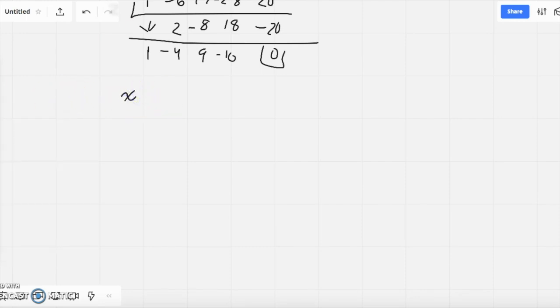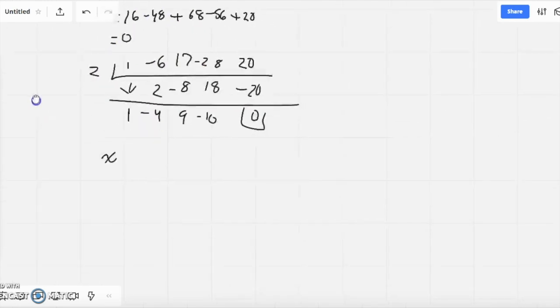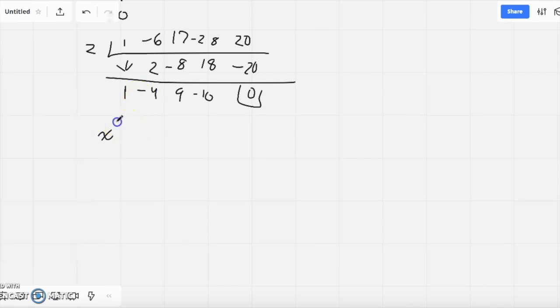So then, since this was to the fourth, this new equation is going to be to the third. So our new equation is going to be f of x equals x to the third, then minus 4x squared, then plus 9x, and then finally minus 10.